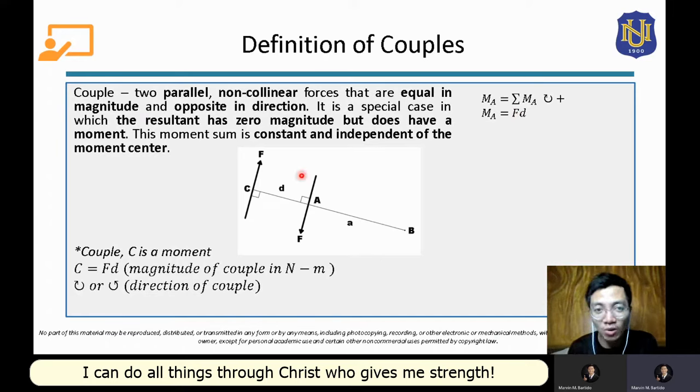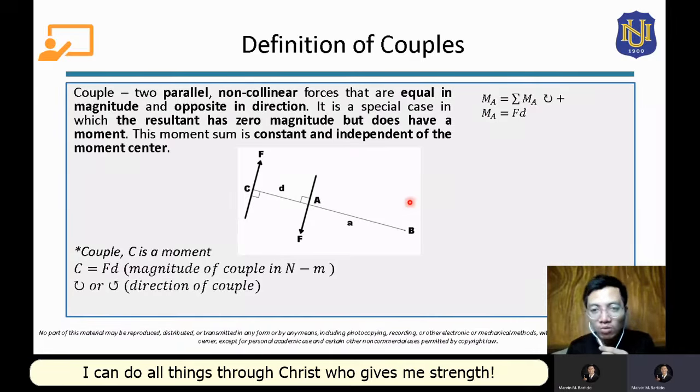And as you can notice, it is really clockwise, right? This couple is clockwise. So also in your moment, when you are taking moment, it will be the same direction. It will also rotate in a clockwise direction.